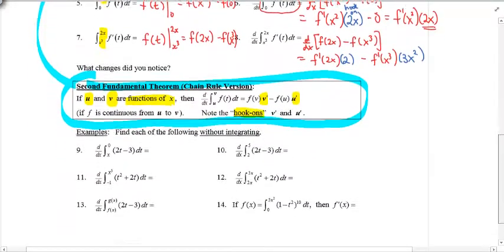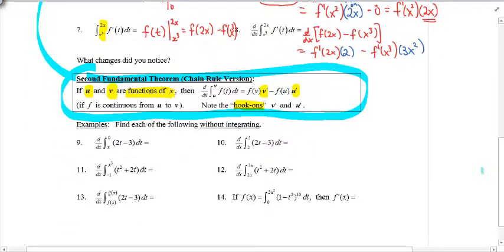Alright, so with this idea, you should be able to go and try to find each of the following derivatives of integrals without actually integrating. Okay, so don't go through that same process as I did. You should be able to apply the second fundamental theorem of calculus and boom, get the answer right away. Okay, so taking a look at 9, I'll do 9, 10, maybe 11 together, and then you can do the rest. The integral from x to 0 of 2t minus 3 dt.